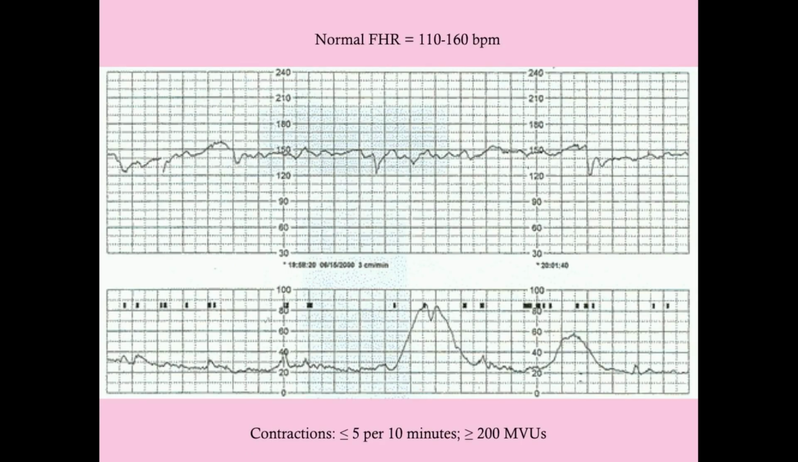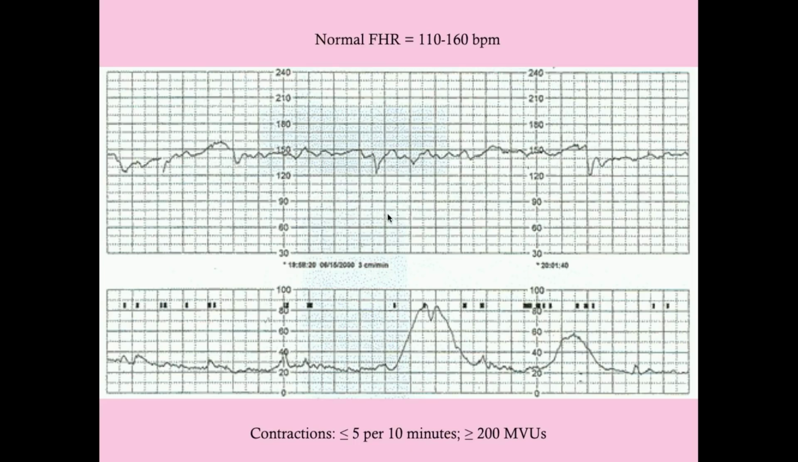So normal fetal heart rate is between 110 and 160 beats per minute, obviously much different than the normal heart rate for an adult, which would be roughly 60 to 100 beats per minute. And then contractions, there's varying definitions of what normal contractions are for labor, but usually 3 to 5 per 10 minutes is going to be your normal contraction pattern, and they should last at least 30 seconds apiece.